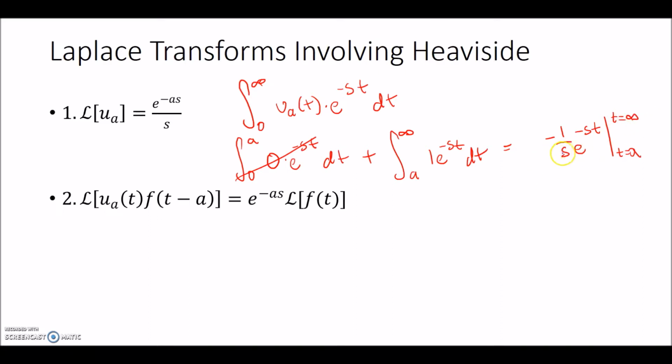And this is another reason the definition of Laplace transform is so powerful, because as long as I make the argument that s is greater than 0, then this becomes negative 1 over s times 0. But the second term is minus negative 1 over s e to the negative as, or negative s times a, because now I'm evaluating it not at 0, but at t equals a. And so this becomes a positive, and I get e to the negative as over s, which is precisely this thing that we have here.